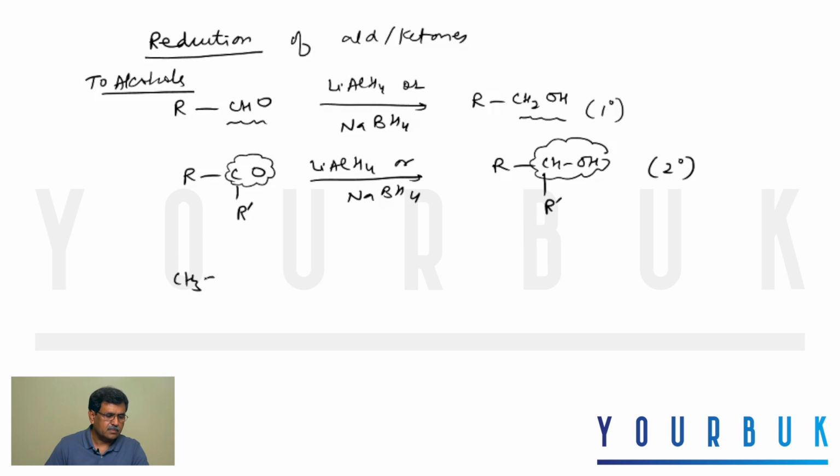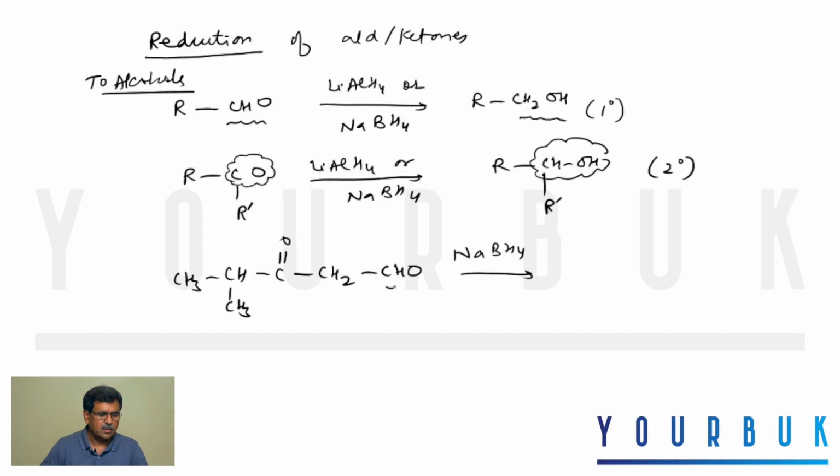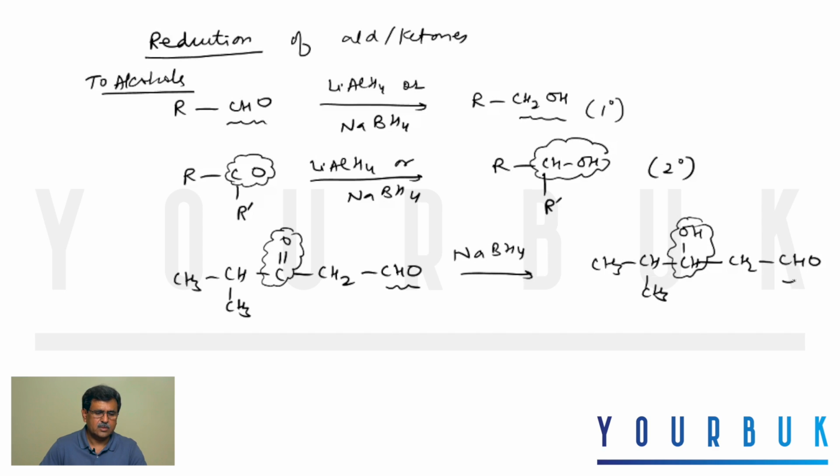For example, this. Now this is the example given, and we are reducing it with the sodium borohydride. Now in this case, the aldehyde and ketone, they both are present, so they both reduce to form the alcohol. Now aldehyde forms 1-degree alcohol, while ketone is reduced to form a 2-degree alcohol. So this is the product obtained. So this is a reduction to alcohols.